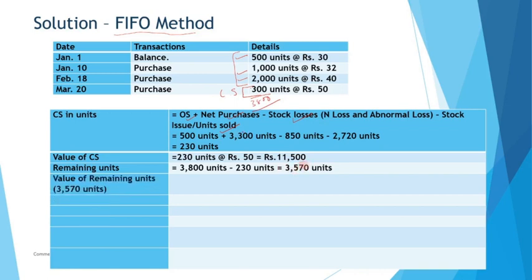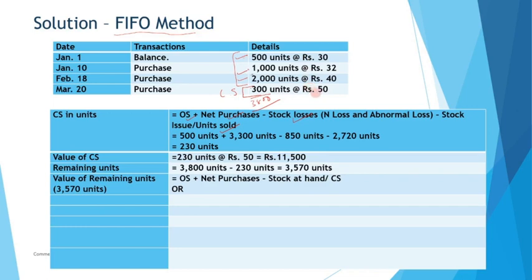So value of remaining units can be calculated either as opening stock plus purchases minus stock in hand. We have opening stock 500 at 30. These are all your purchases minus stock at hand. Or you can follow the pattern, the method, that is, this stock is not there in the closing balance.